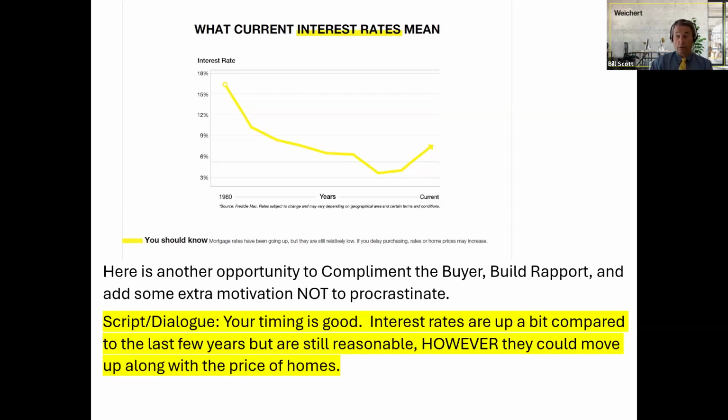So when you get to this page, you might say something like this. By the way, your timing is good. Interest rates are a bit up compared to the last few years, but still reasonable and have recently taken a tick down. However, they could move up again along with the price of homes. Now, the reason that we say that is because one of the things we know from psychology is that more people are motivated by fear of loss than they are opportunity for gain. And we want them to be thinking, well, I wouldn't want it to go up because then my payments might go up. So we get a little dialogue here.